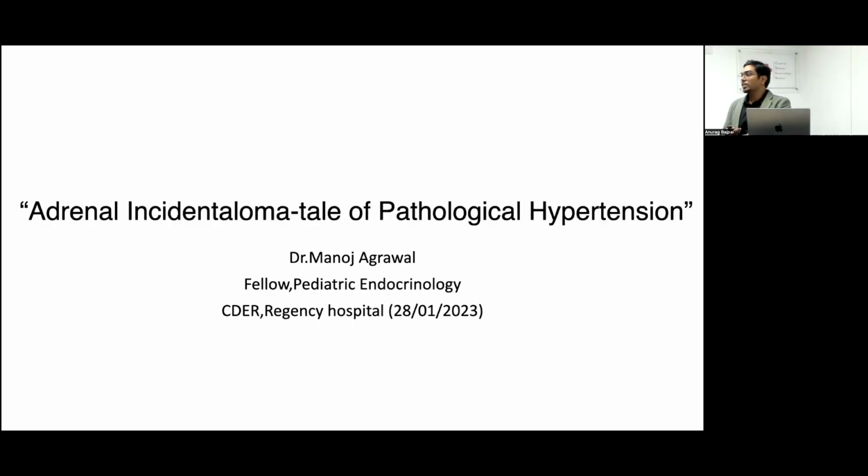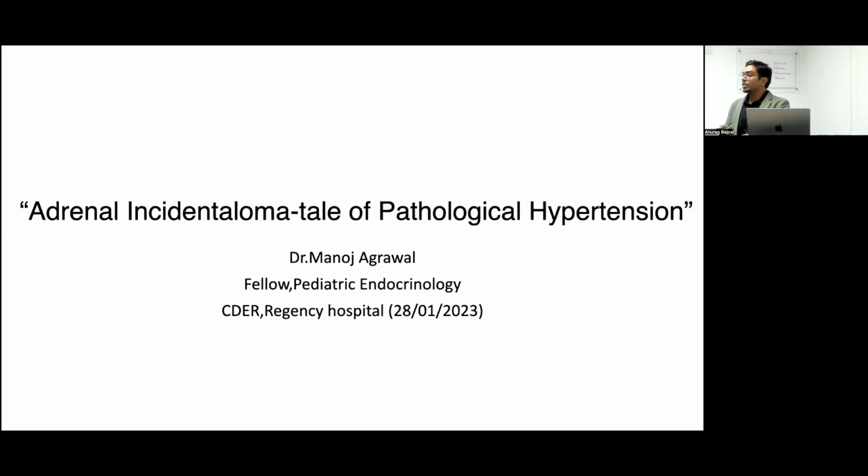Every fourth adult in this new era has hypertension. The most common cause is essential hypertension due to obesity or diabetes or other causes, while endocrine causes of hypertension constitute 50% of the causes. Among them, Cushing syndrome, thyrotoxicosis, and growth hormone excess are the major causes of endocrine hypertension.